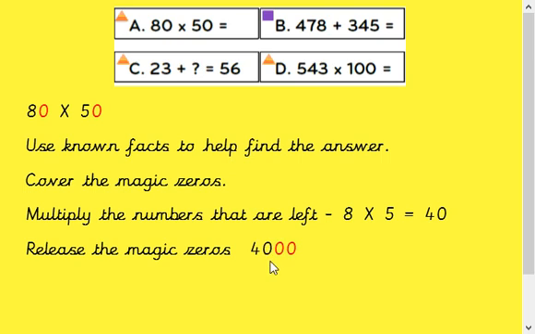And you can see then that we've got 4,000. So 8 fives are 40. We release the zeros back to the number. That number then becomes 4,000. All this strategy is about is using your known number facts, so 8 times 5, and then using magic zeros. Always works, every time.